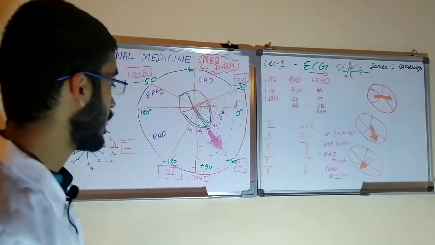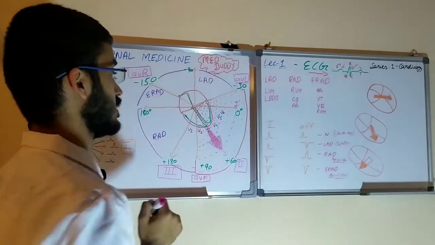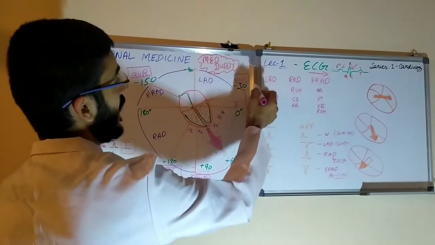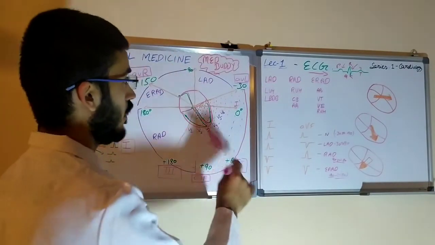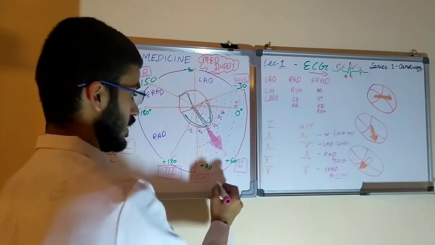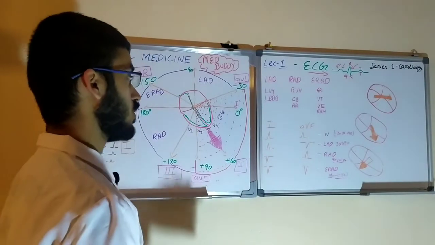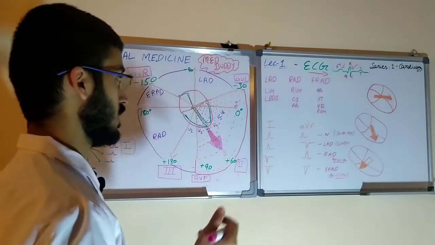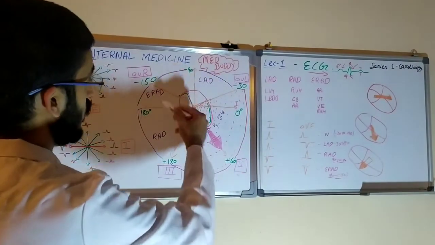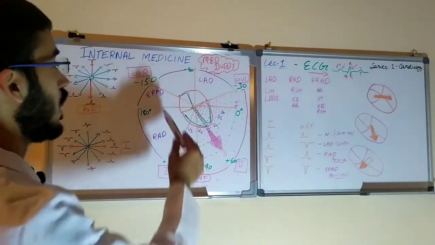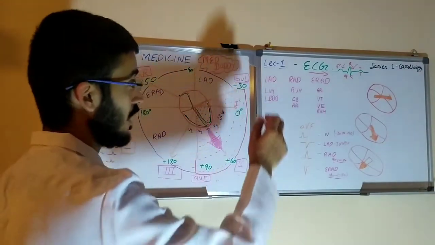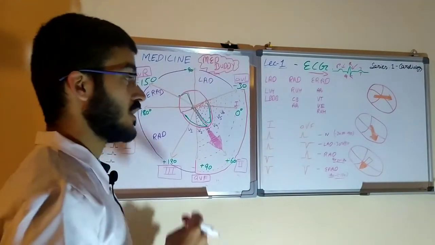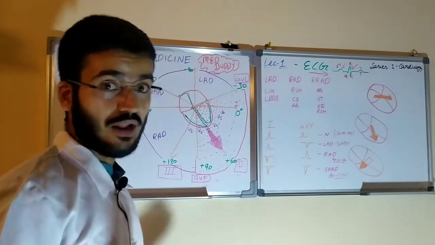What does that mean? All the leads that lie within this axis are going to be largely positive, or have a very small negative part, while those that do not lie in this axis will largely have a negative direction with a large negative magnitude and a smaller positive magnitude. That is what we are going to observe on a 12 lead ECG.